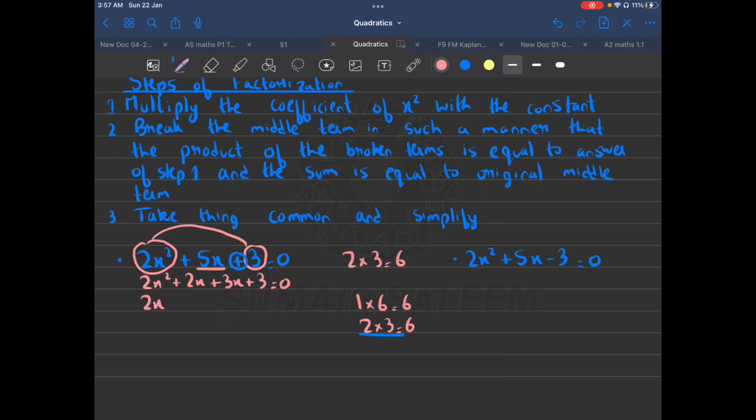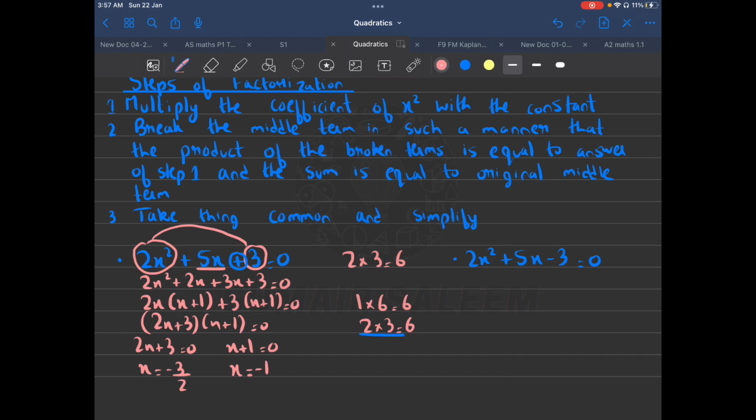Take 2x common, x plus 1. Take plus 3 common, x plus 1. And it's going to be 2x plus 3, x plus 1, which means 2x plus 3 is equal to 0 and x equal to minus 3 upon 2. And here it's going to be x plus 1 equal to 0 and my value of x is minus 1. Got this? Now let's do the other example.